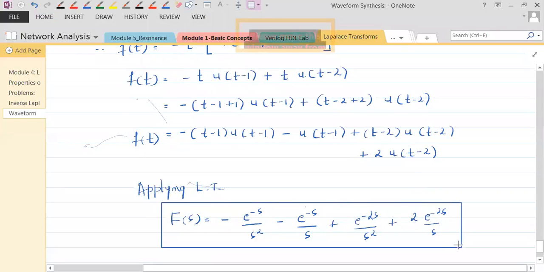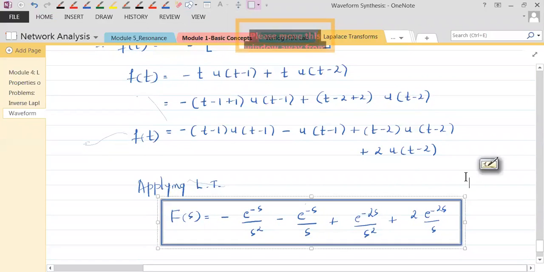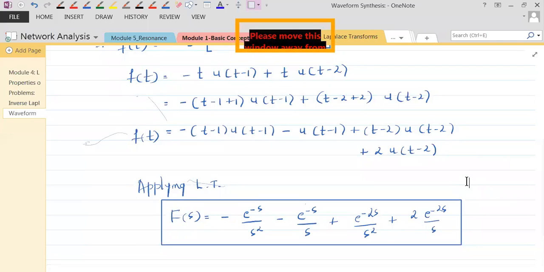So these are the problems which we had to solve in waveform synthesis. After this we have the periodic signals, wherein we'll have patterns repeating. If you have repetitive patterns, how to solve such problems? We will look at that in the next class.